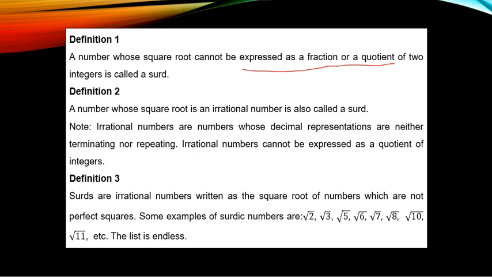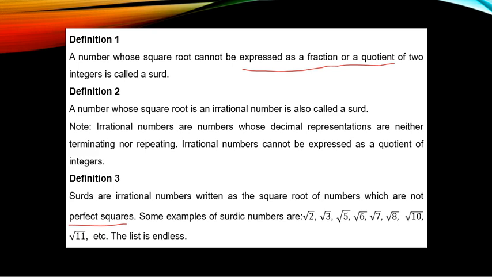It is also a surd. Note, irrational numbers are numbers whose decimal representations are neither terminating nor repeating. They continue like that, non-terminating. They have no ending. Okay. The third definition: surds are irrational numbers written as the square root of numbers which are not perfect squares. So the square root of a non-perfect square is a surd.